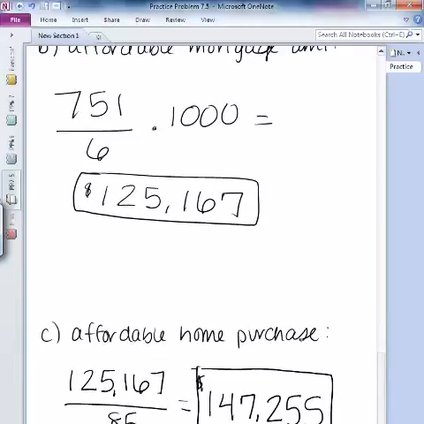People sometimes forget that you're supposed to divide by 0.85 in this step. If you ever forget, remember that if you want to find what 85% of 147,255 is, you would multiply those to get the 125,167. That's another way to think about it. In any case, our total home price would be $147,255. Anything above that would be outside this person's budget.